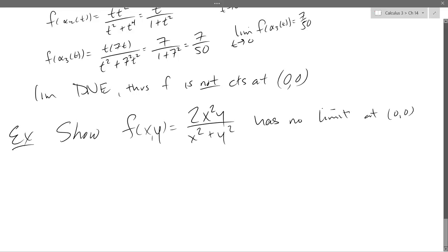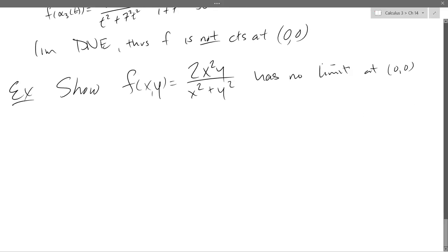All right, we're going to do one more show that this does not have a limit. So make two paths. Hopefully you get different values. Just using intuition, I think there'll be a lot of paths that give zero, because the numerator degree is higher than the denominator degree. So generally the top will go to zero more quickly than the bottom.